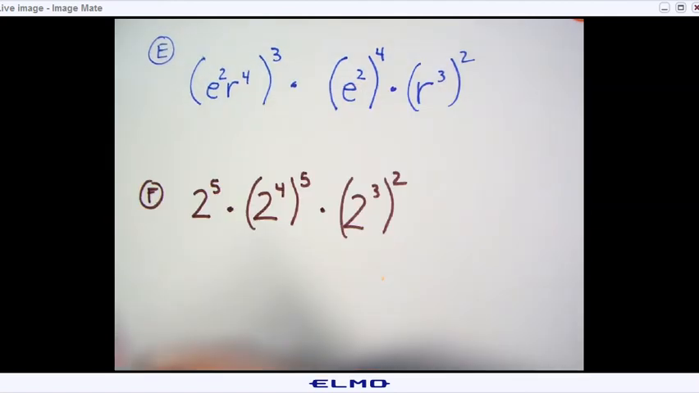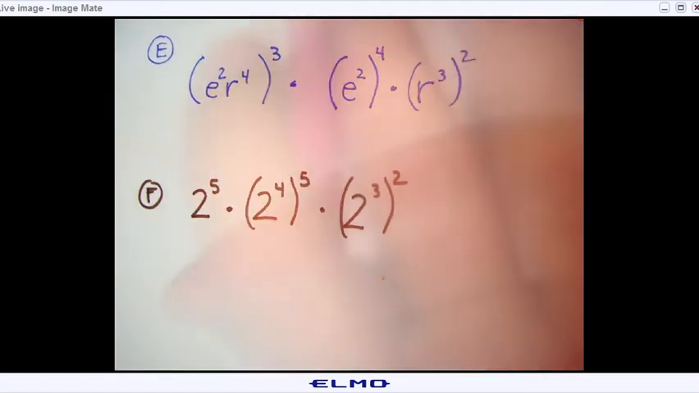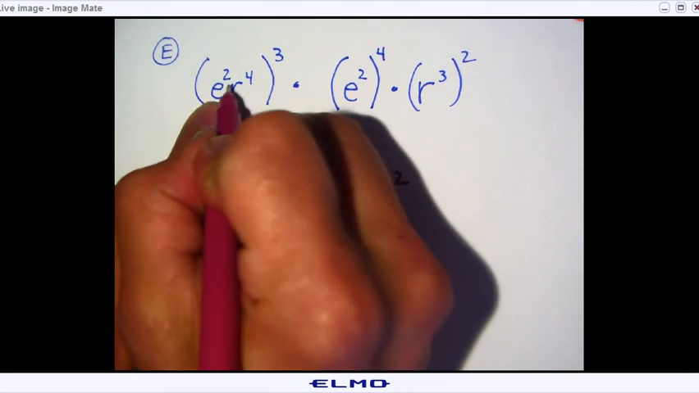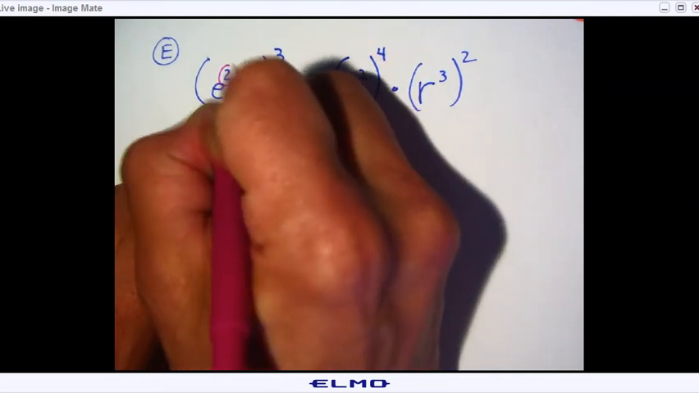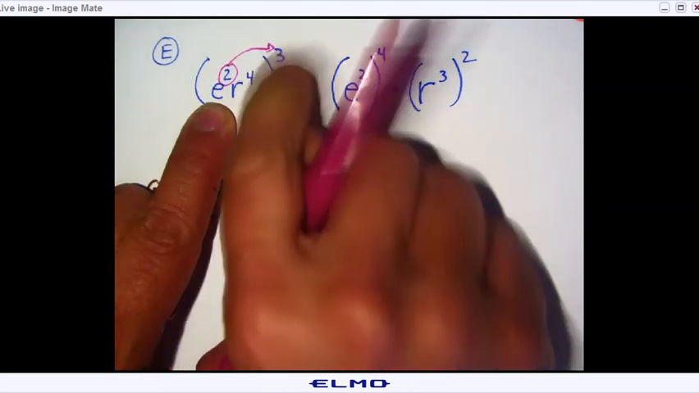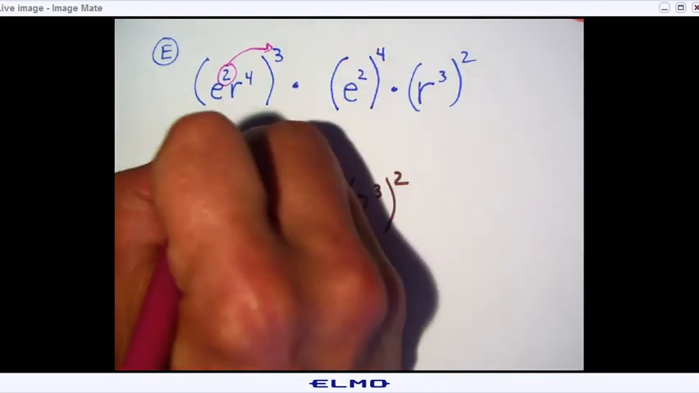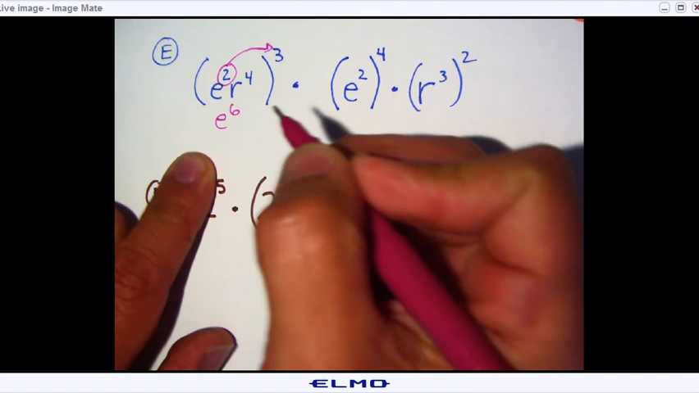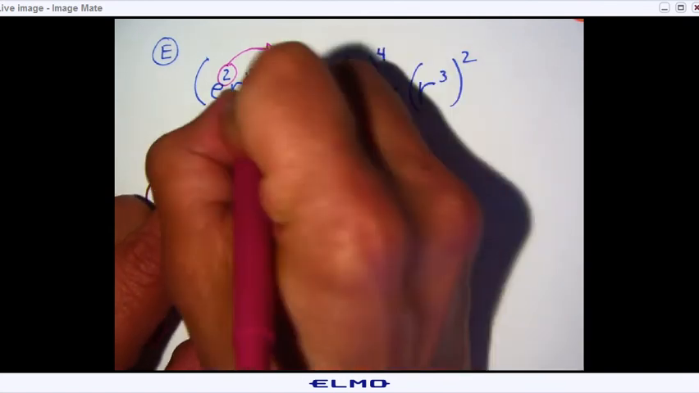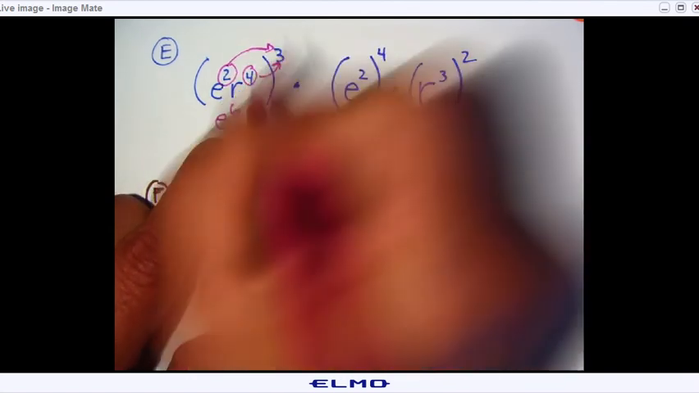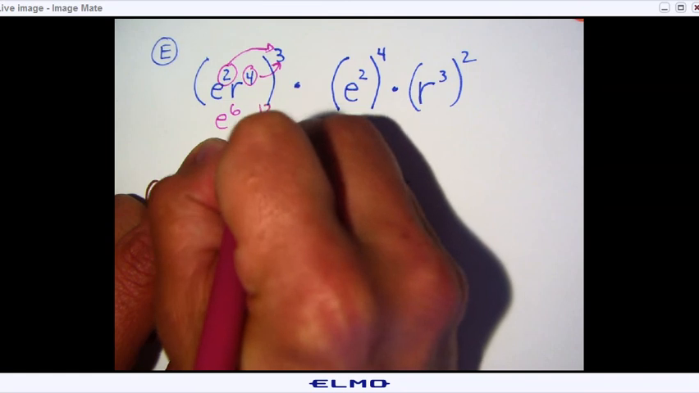Remember, this right here is a power to a power. Let's just leave it like that, so we don't confuse you. So power to a power. Remember, 2 to the power of 3, so 2 times 3 is e to the power of 6. If you got it right, good job. Now 4 times 3, r to the 12.